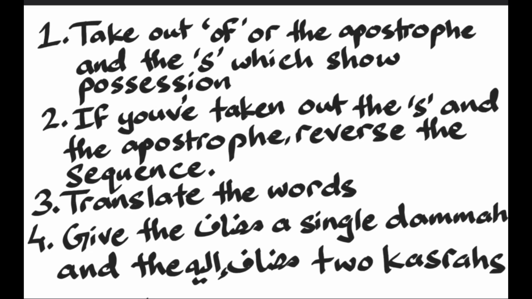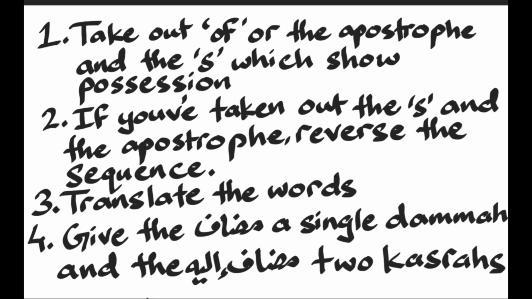Read that one more time. The first thing you're going to do is take out the of or the apostrophe and the s which show possession. The second thing you're going to do is, if you have taken out the s and the apostrophe, reverse the sequence. Write the first word second and the second word first. The third thing you're going to do is replace the English words with their Arabic equivalents, translate the words. And finally, the fourth thing you're going to do is give the mudaf a single dhamma and the mudaf ilayhi 2 kasras. Let's give you an example.